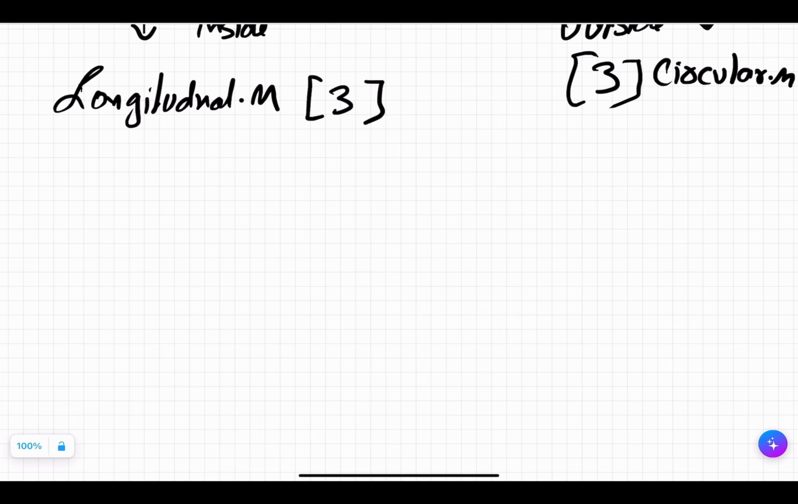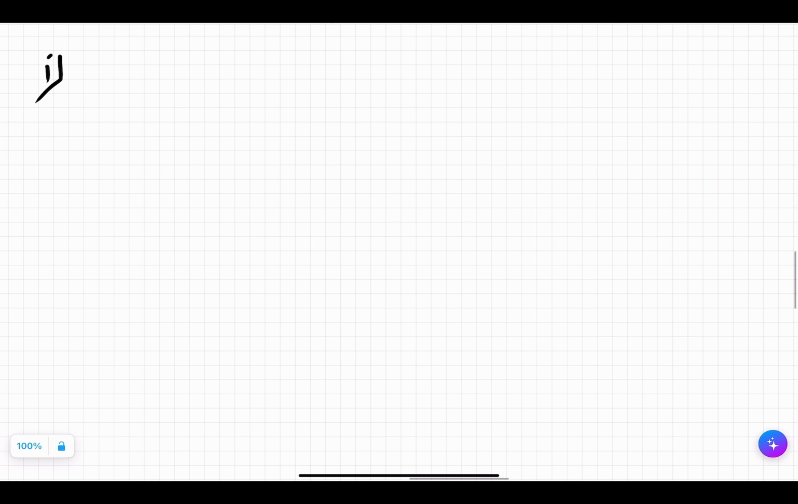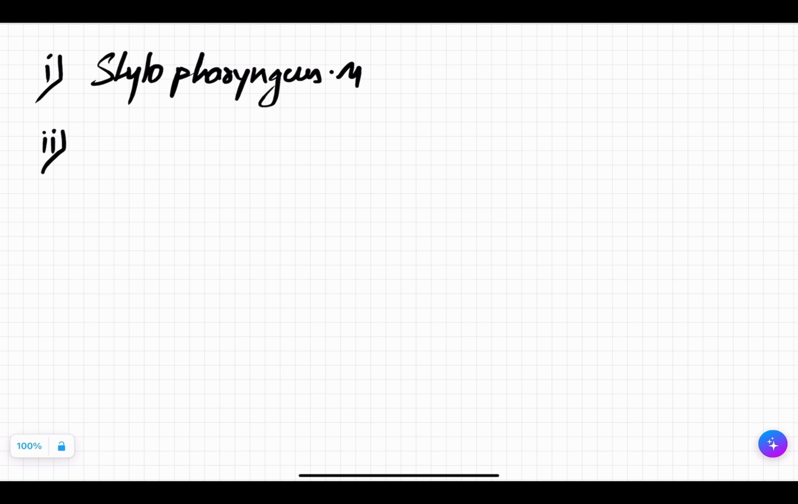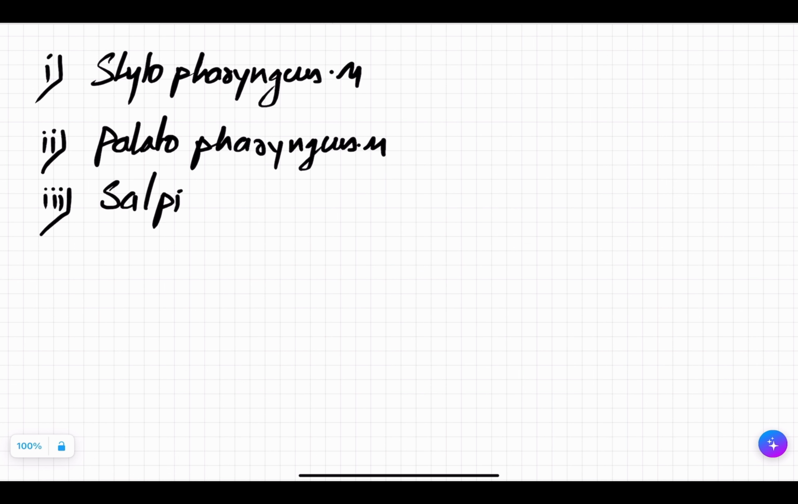Name it. First longitudinal muscle is your, what is it? Yes, stylopharyngeus muscle. Second is your, don't worry, I will make you remember their origin and insertion because you don't have to remember it. सुनोगे याद हो जाएगा. You will just listen and you will remember it. Stylopharyngeus muscle. You will have your palatopharyngeus or the pharyngeus muscle. And the third is, yes, salpingopharyngeus muscle.